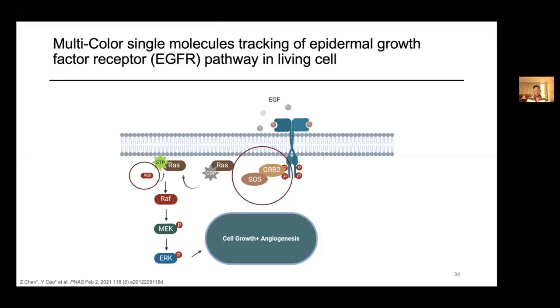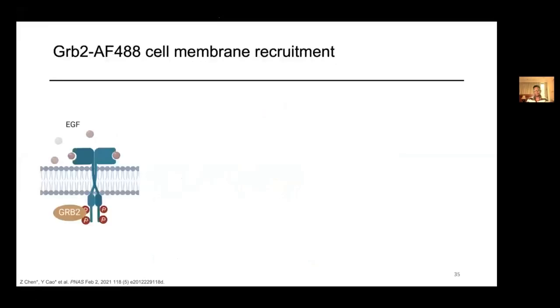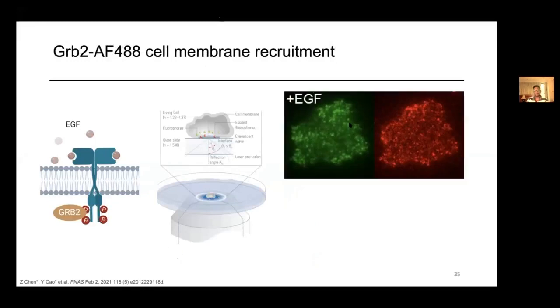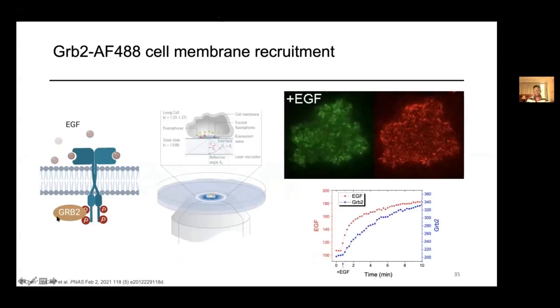Because of the time, I will not talk about this too much, but I just want to show you that yes, we are able to deliver Grb2 into the cell, and the Grb2 actually responds to EGF when we present EGF to the cell. Grb2 actively responds; basically, it attaches to the EGFR rapidly after the EGF stimulation.